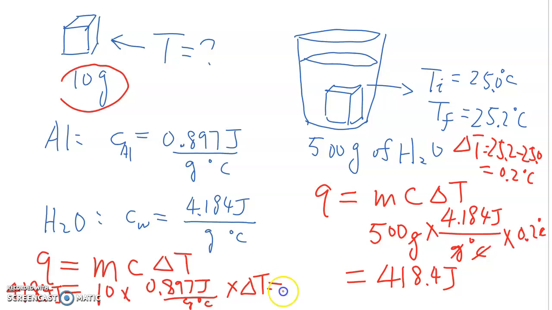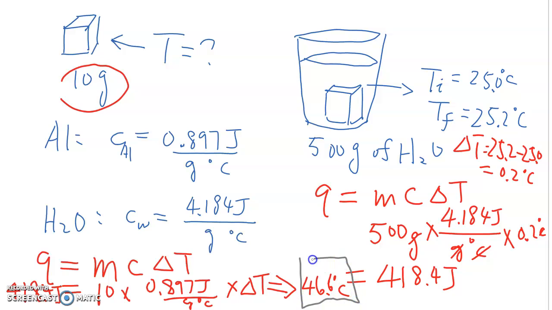If I do that, delta T will be equal to 418.4 divided by 10 and then divided by 0.897. So what I get is delta T is 46.6 degrees Celsius. That is the delta T.